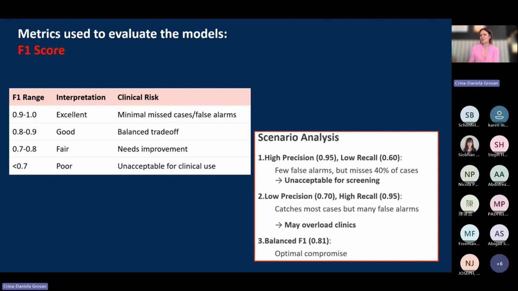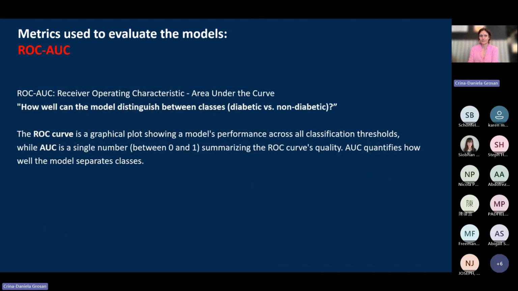Now, if you have a high precision and a low recall, that means the algorithm had few false alarms, but missed 40% of the cases. A low precision and a high recall means it catches most cases, but there are many false alarms. Now, it depends again on clinical use. If you want to give a false alarm, I don't know what the costs will be and what the implications will be for all these false alarms. And a balanced F1 score of 1 would be an optimal compromise.